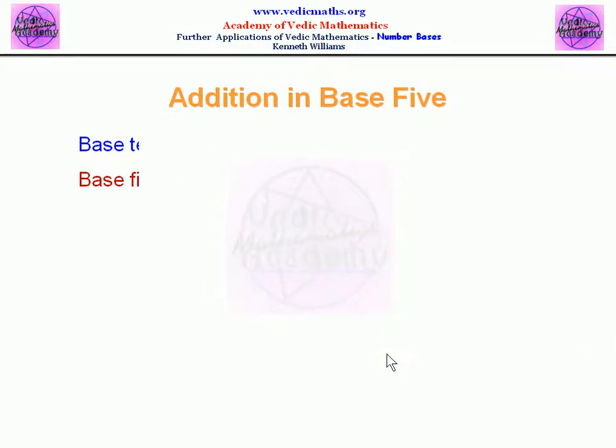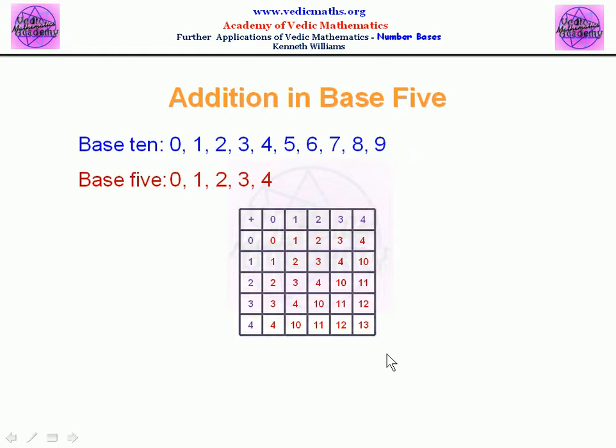Anyway, we end up with this table here. This is the full table for the additions. And we can use this for our adding. Suppose you want to add 32 and 41, where these are base 5 numbers, and of course the answer is going to be in base 5.